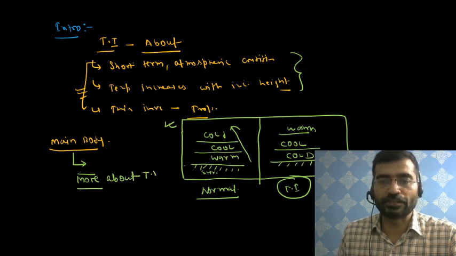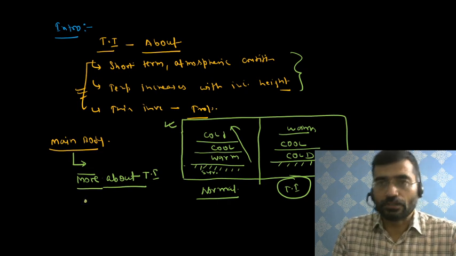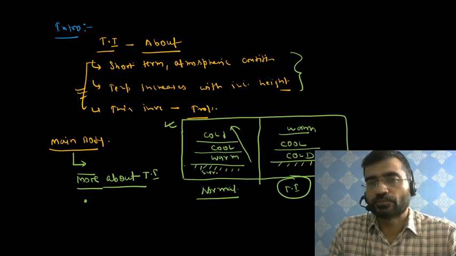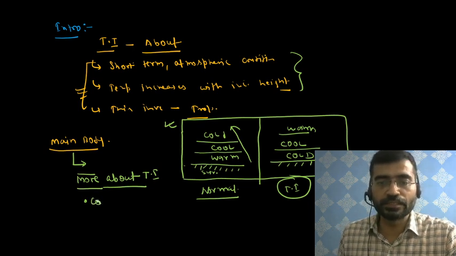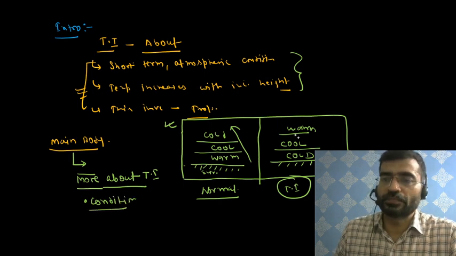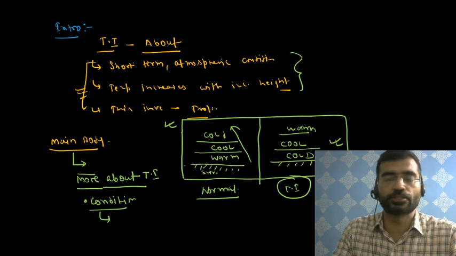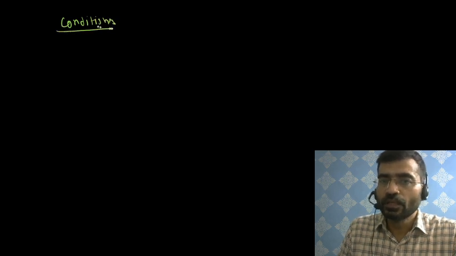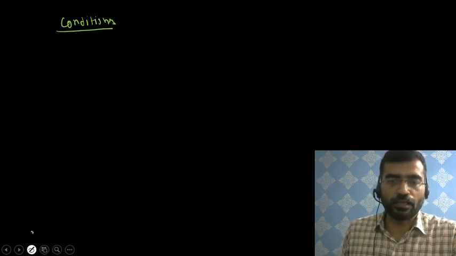More about temperature inversion. So what would be more? First write that temperature inversion occurs in certain conditions. There are certain conditions that support the formation of the inverse condition in the troposphere. So let us start discussion on the conditions that are essential for temperature inversion. So you may write about the conditions here.